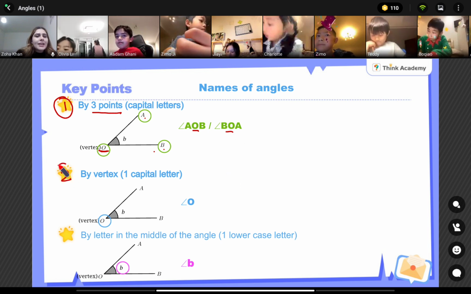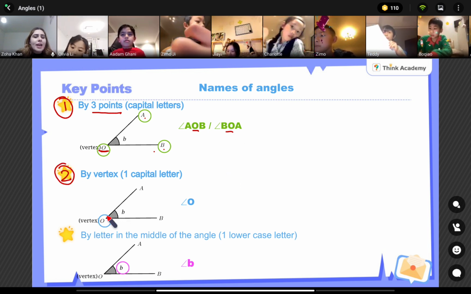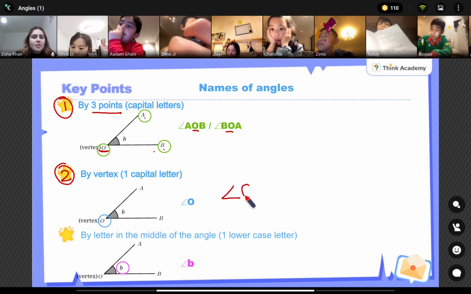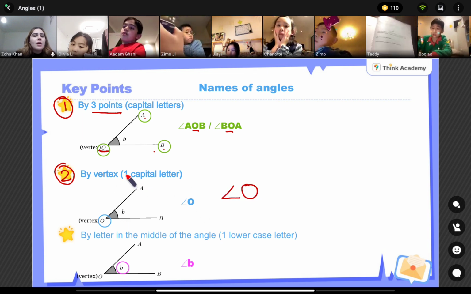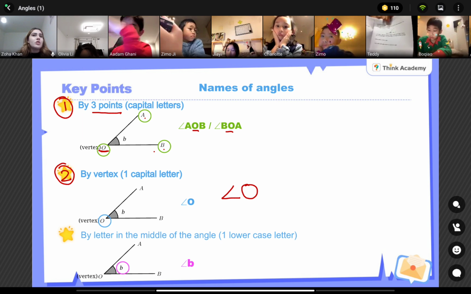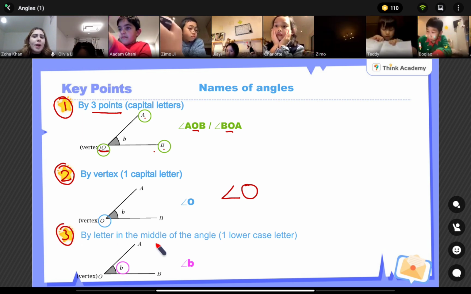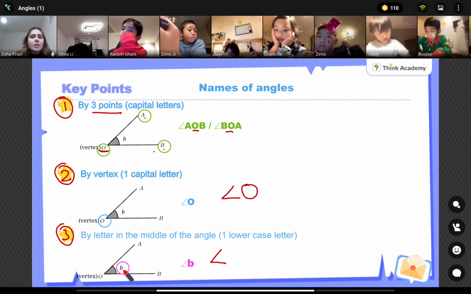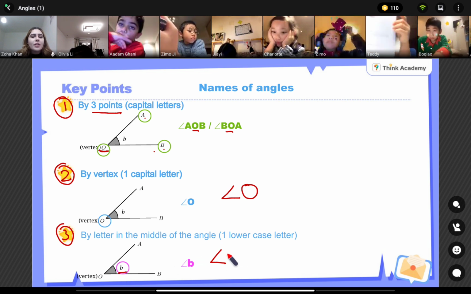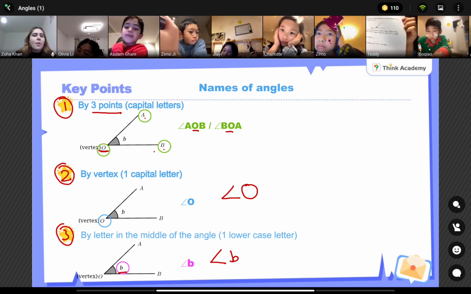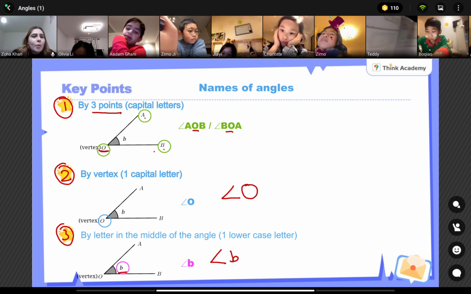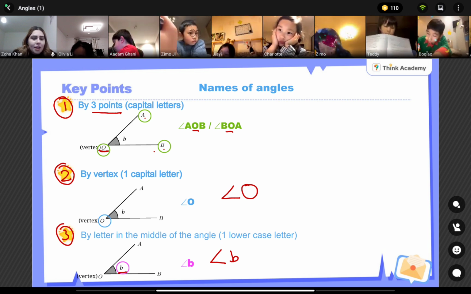Then the second way you can name it is just by the vertex. You can just say the angle O. And remember, vertex is a capital letter, so it's just going to be that angle and then O. And then finally, the third way is, we're going to have the angle, and then we're just going to put the angle that they've put, which is b. But remember, this is never going to be capital. It's just going to be lowercase b. Okay, very, very well done.